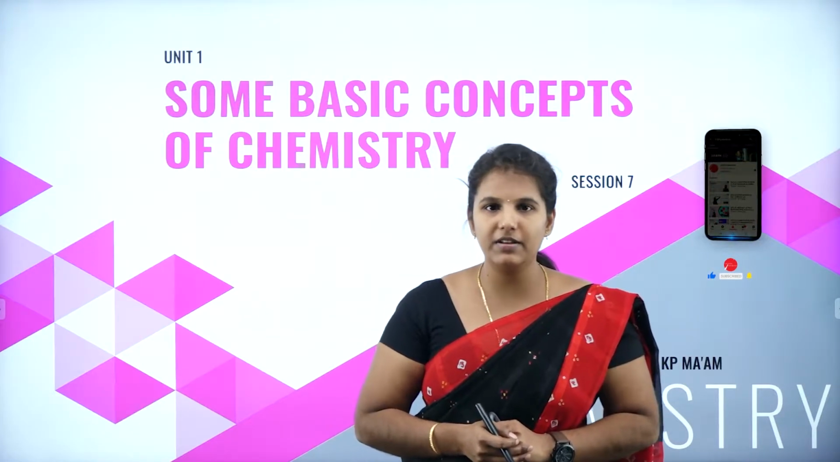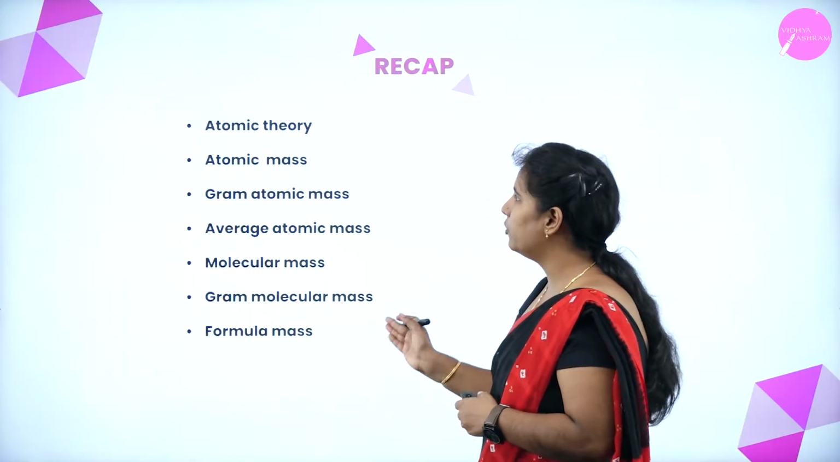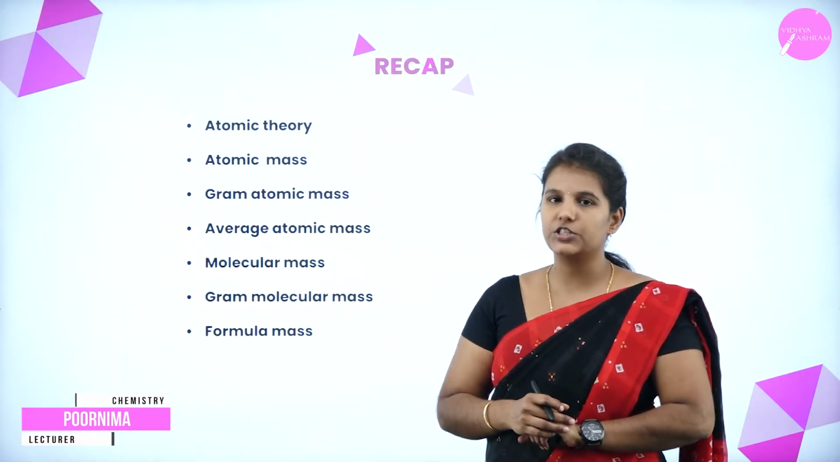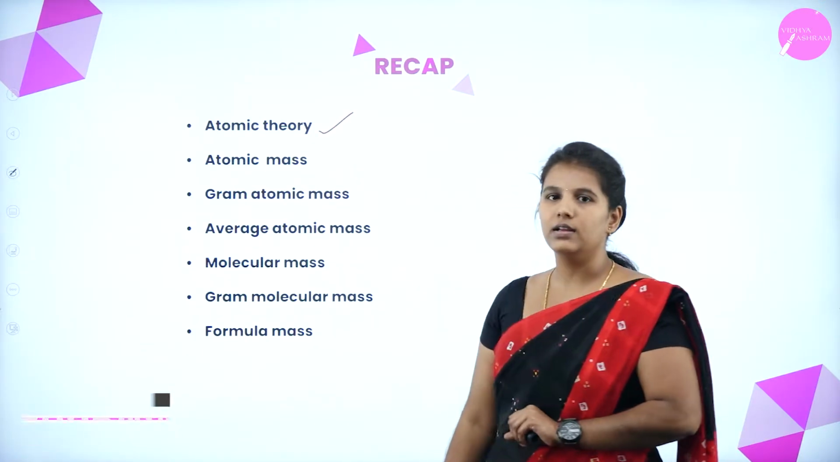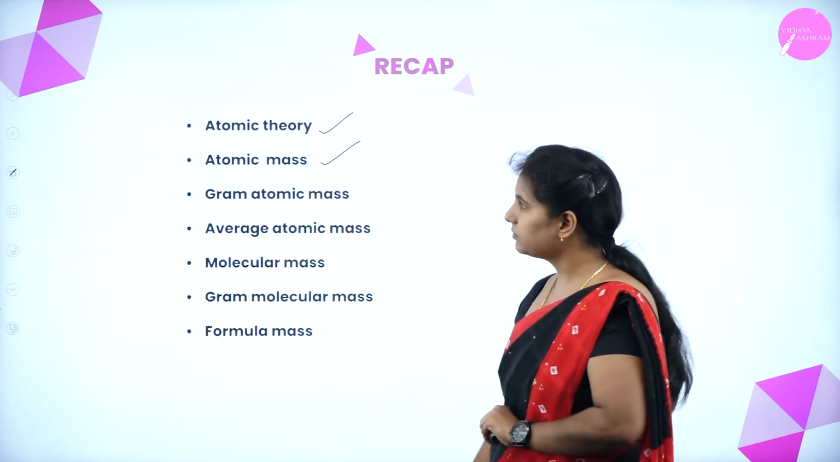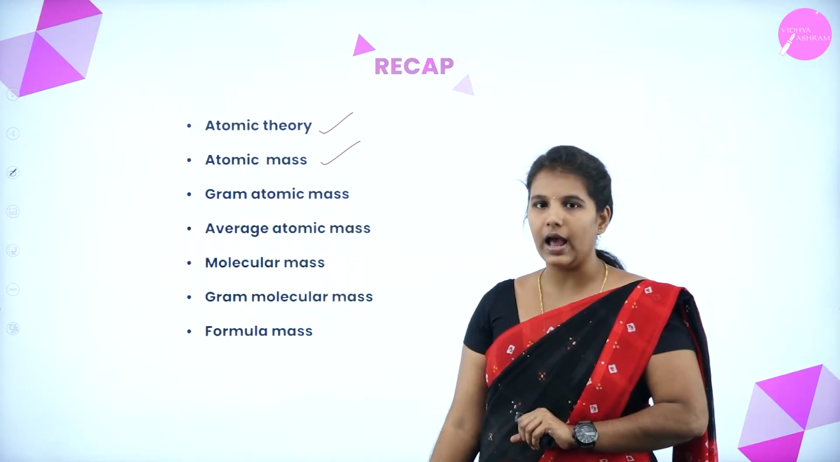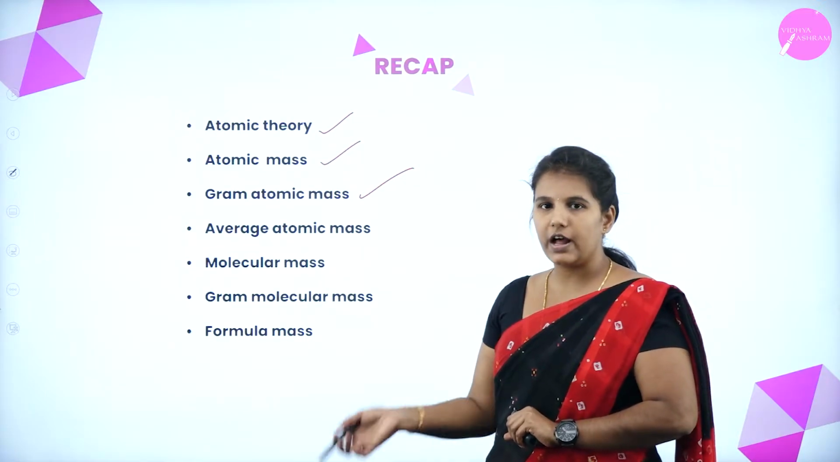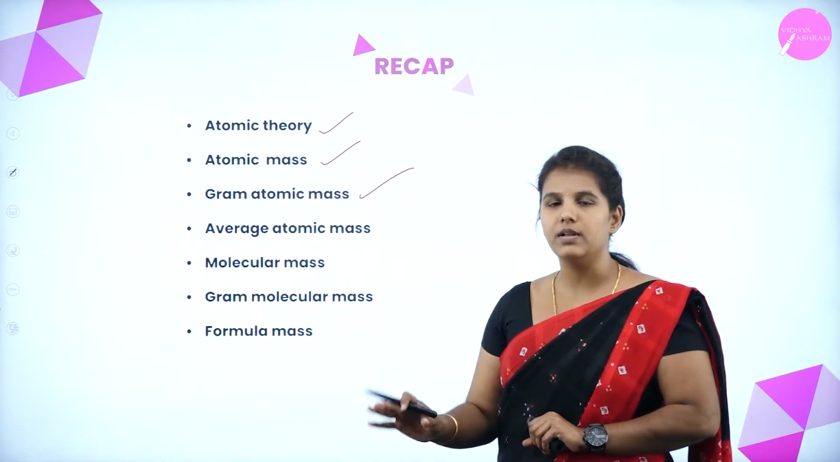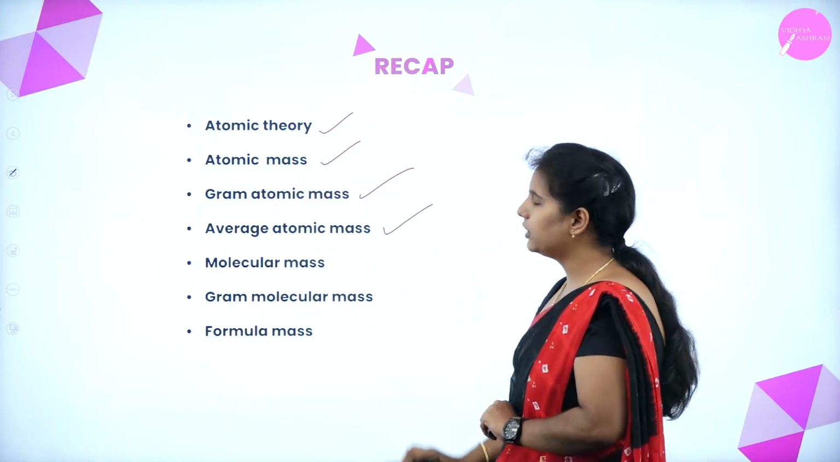My dear students, in our last discussion, we were dealing with the unit called Some Basic Concepts of Chemistry. Under that, we have studied a few important things which come under the first unit. That is atomic theory, which is given by James Dalton, and also atomic mass, which is nothing but the mass of an atom. We also discussed the gram atomic mass. If the atomic mass is expressed in grams, then it is said to be gram atomic mass. Then coming to the average atomic mass.